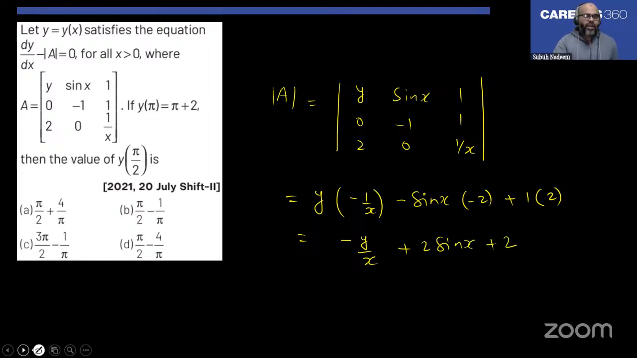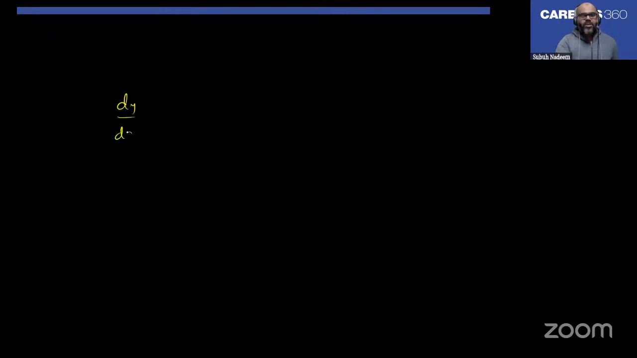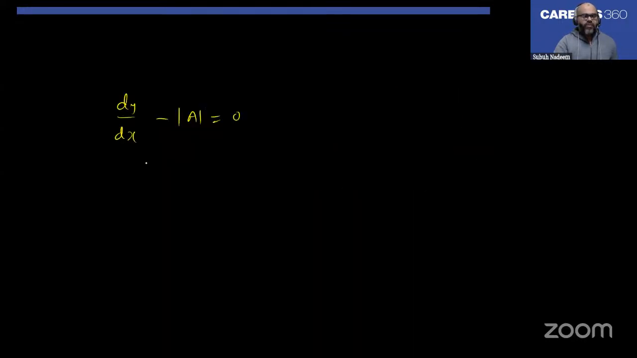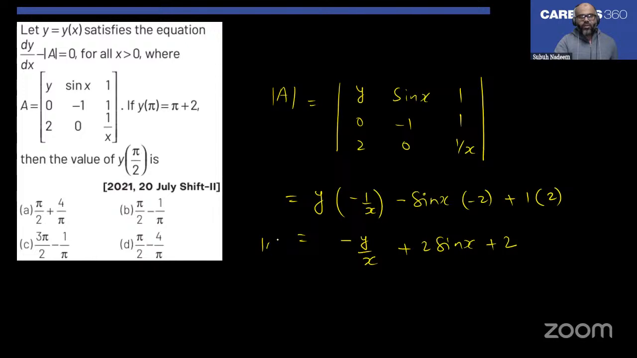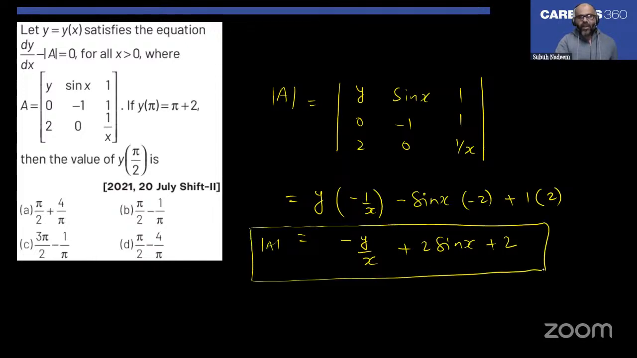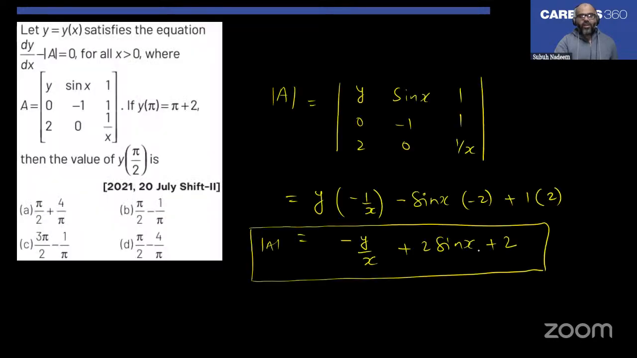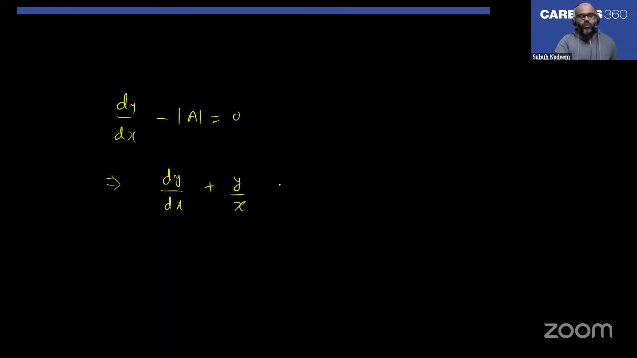So dy by dx, the equation becomes dy by dx minus determinant of a equal to 0. This is the equation. And if you put the value of determinant of a, we get dy by dx. And this is determinant of a. So determinant of a is minus y by x. So it will become minus minus plus y by x. And then 2 sin x and 2. So minus 2 sin x minus 2 equal to 0.